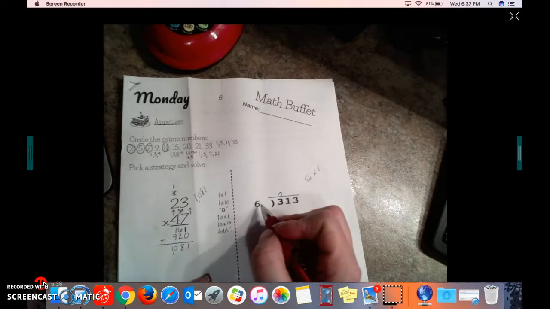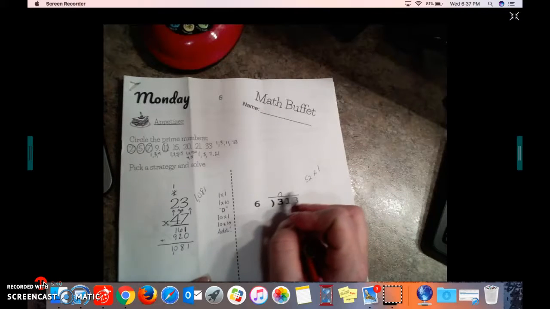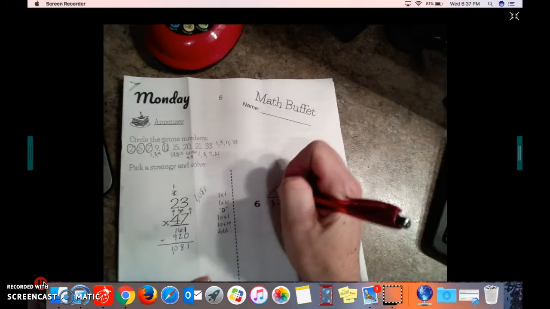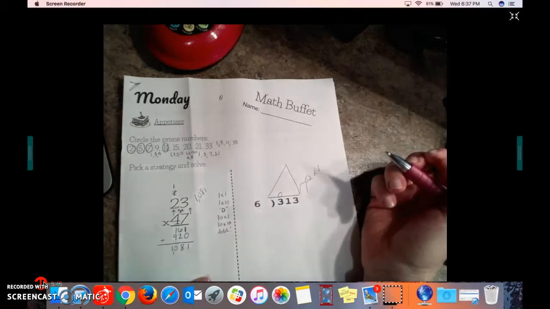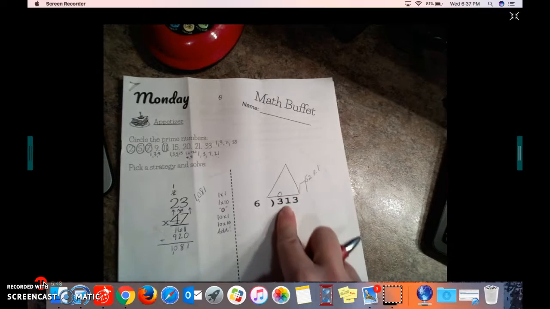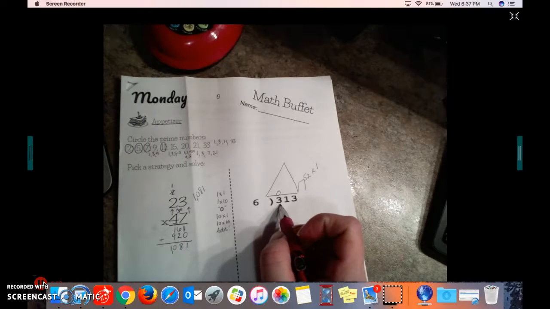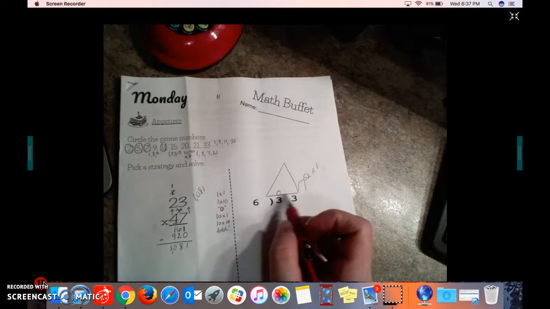So I'm going to go ahead and put a 0 there so that I don't accidentally write my answer in the incorrect spot. Okay? I already know that my answers always go in the attic. So they're going to go up here above the line, and then if I have a remainder, it'll go in the chimney. All of my work is going to go down below in the basement. Okay? So since 6 won't go into 3, I'm going to have to take 6 into 31.